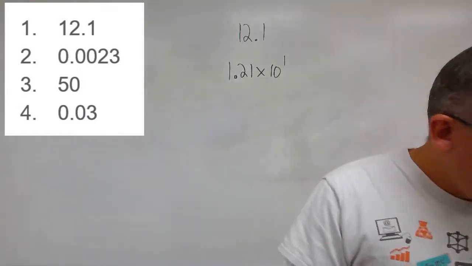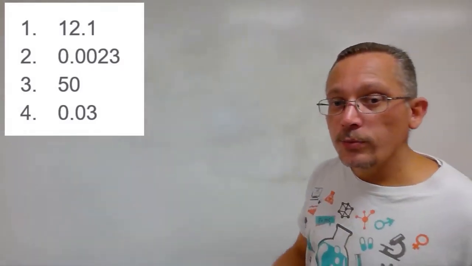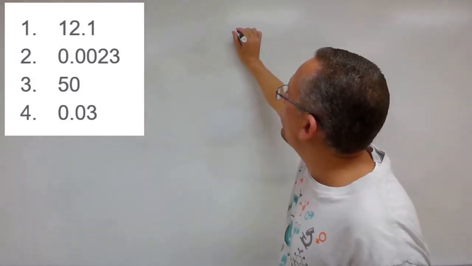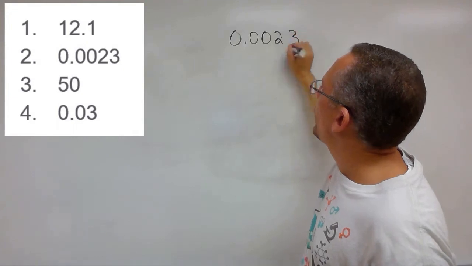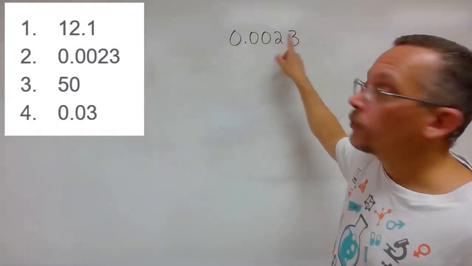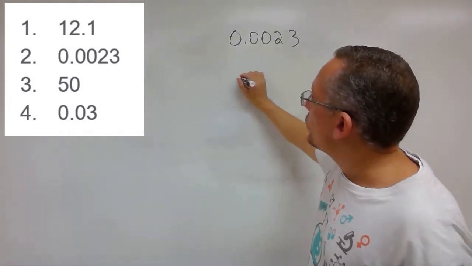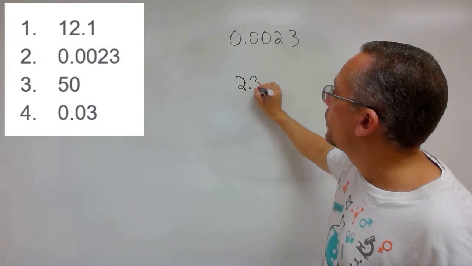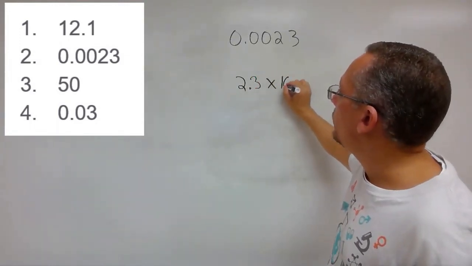The second problem up there is 0.0023. Where should I move my decimal point to? Well, I should move my decimal point to this place right here between the 2 and the 3, because 2.3 is between 1 and 10. Okay? And then it's always times 10.